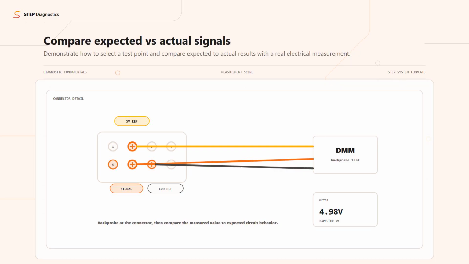A powerful diagnostic hypothesis leads to a test you can prove. For example, measure sensor voltage at the connector. You know what voltage the ECU expects. If the reading is abnormal, you eliminate possibilities and focus your next test.